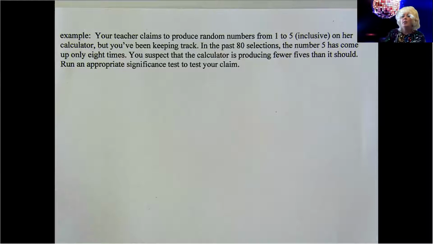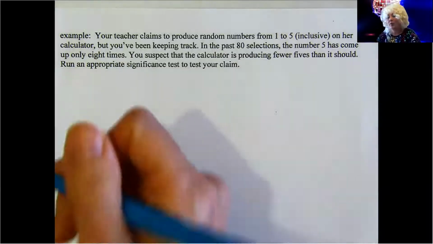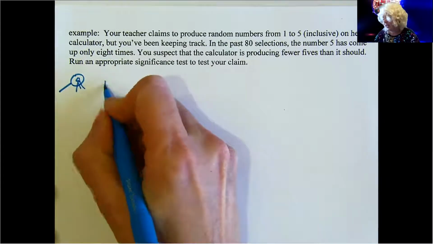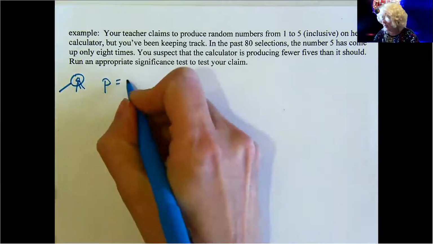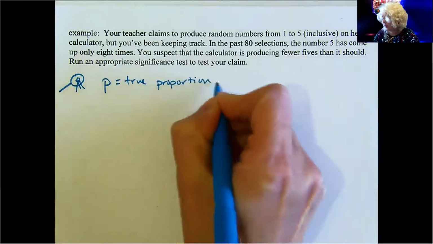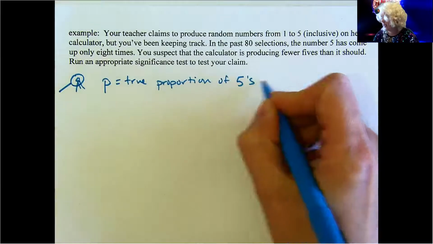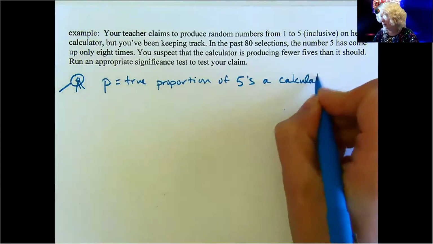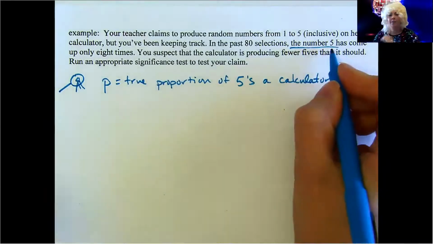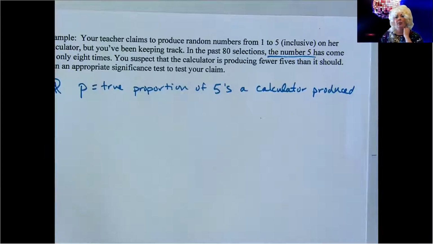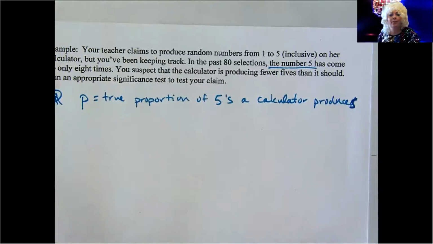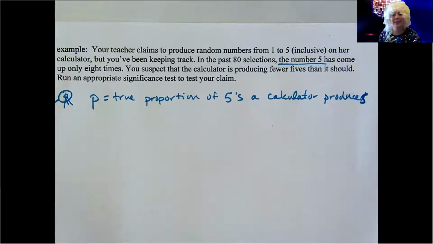All right. So we start with defining what it is we're investigating. If you have your little magnifying glass, we are investigating proportions. So we are investigating the true proportion of 5s a calculator produces. True proportion of 5s that a calculator produces. We'll keep it live, present tense, not past tense.